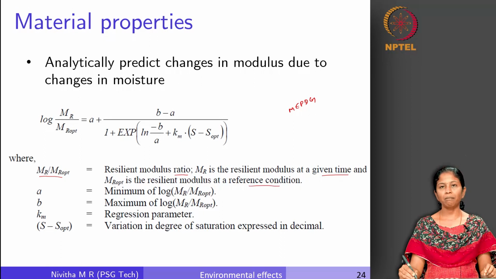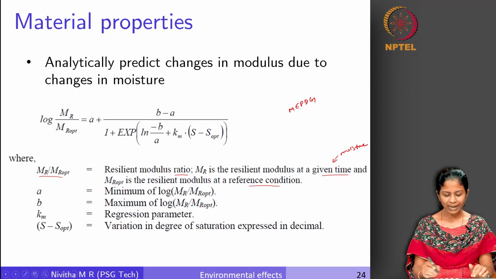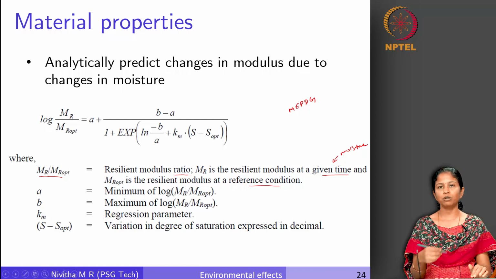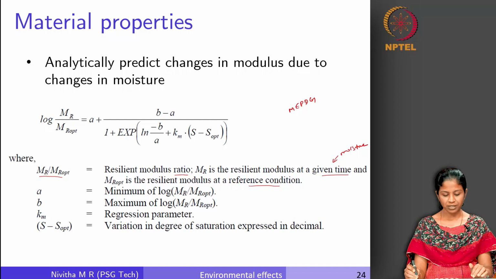So at a given time means at any given time period in a year, which is going to vary with respect to moisture. At any given time period in the year, we are going to have influences of moisture. So that is one effect, and the MR optimum is at any given reference condition, which could be for the optimum moisture content or any standard moisture condition.